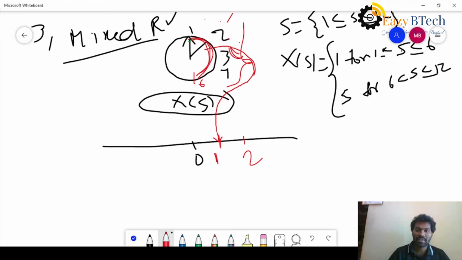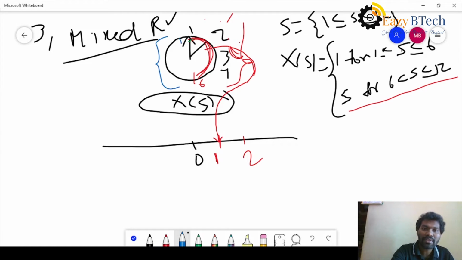So this is the first case. Similarly, I can say x of s equals s for 6 less than or equal to s less than or equal to 12. That means if your needle is in this space, here it is 6, here it is 12.